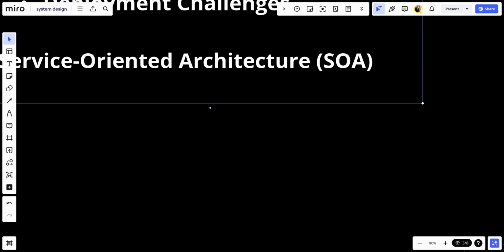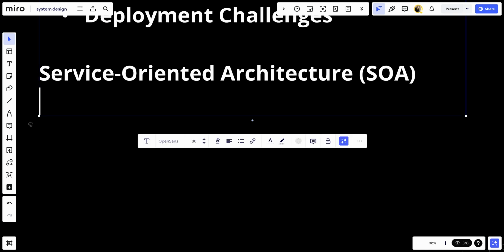Let's talk about the service-oriented architecture. The definition of service-oriented architecture is an architectural pattern where the application is composed of discrete services that communicate over a network. Each service is designed to perform a specific business function and can be reused across different applications. Let's talk about the characteristics of it.